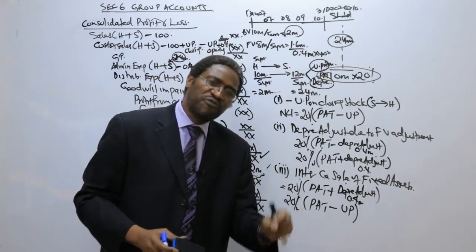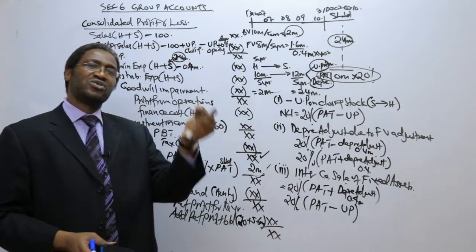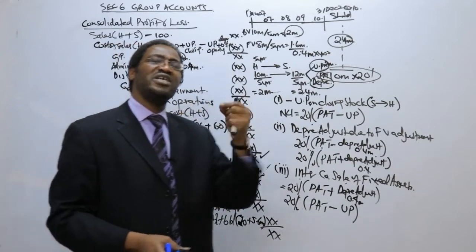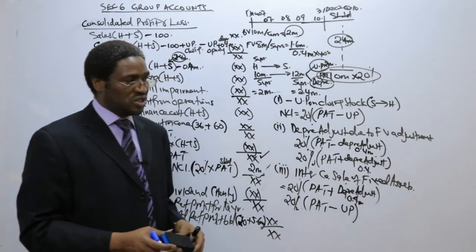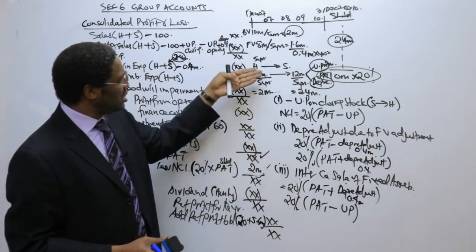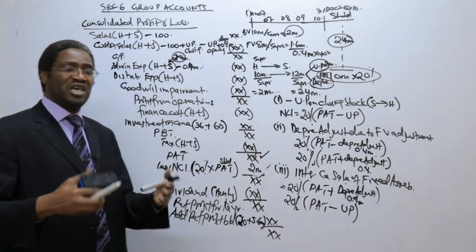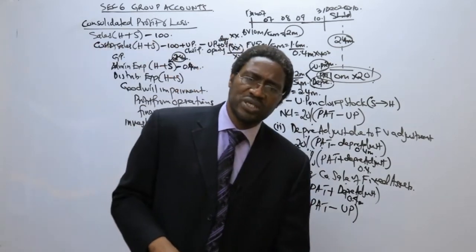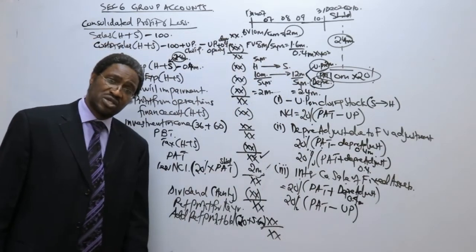So their profit is wrong, not because of unrealized profit this time, it's wrong because of the depreciation adjustment. Why? Because they're the ones who are depreciating. I hope you have understood those points. So those are the three items I have reminded you and which you need to remember even now, because we shall be using them several times when it comes to your past papers at this section 6 level.